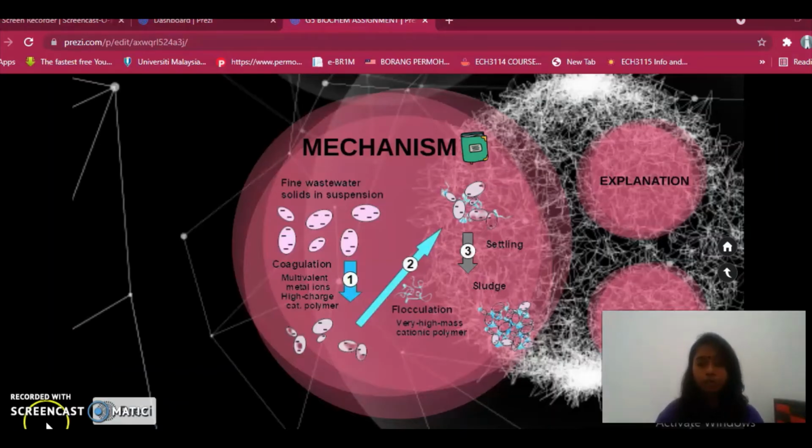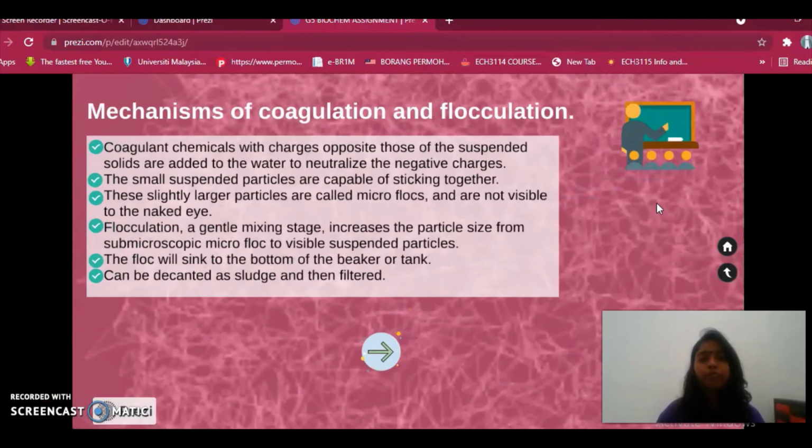Now I'm going to explain the mechanism. Coagulation chemicals with charge opposite to that of the suspended solids are added to the water to neutralize the negative charge. So the small suspended particles are capable of sticking together, and the slightly larger particles are called microflocs, which are not visible to the naked eye. Flocculation, a gentle mixing stage, increases the particle size from sub-microscopic microflocs to visible suspended particles, and they start to stick to the bottom of the tank or beaker and can be removed using filtration, and are called sludge.